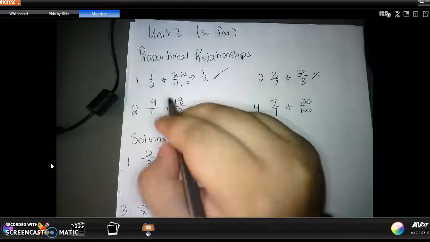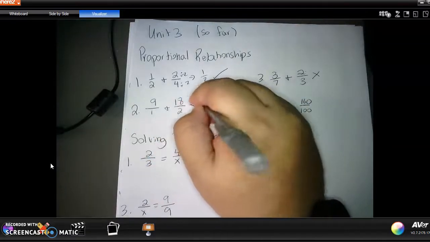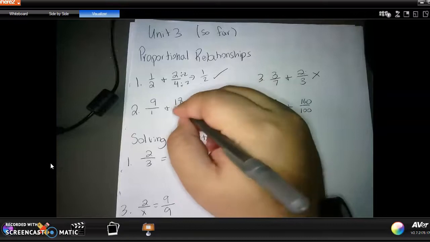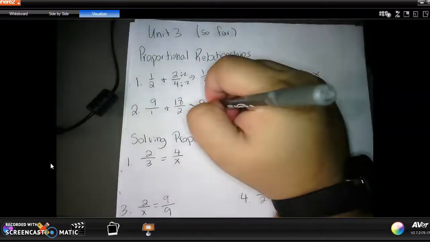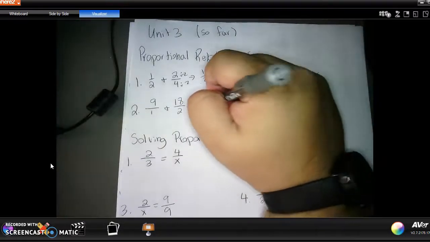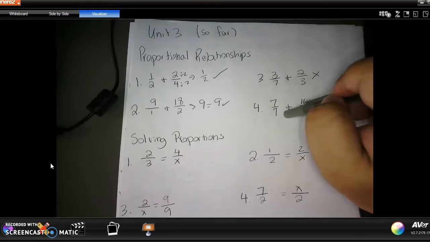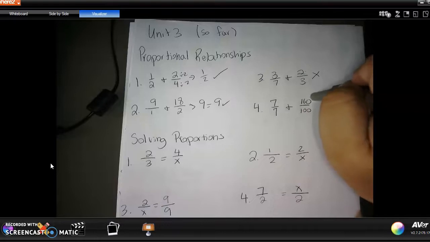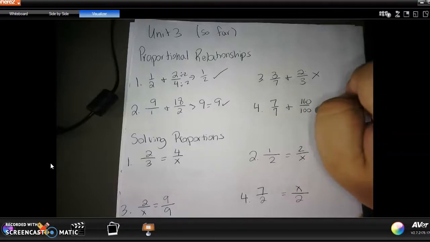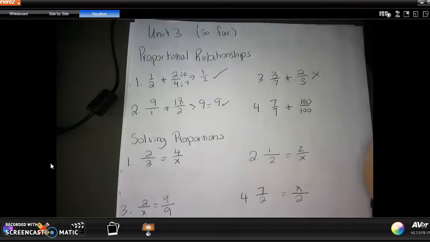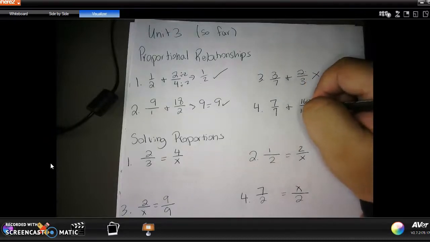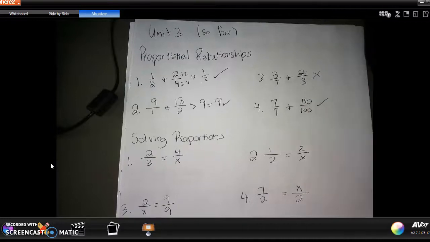So if we do 9 over 1, we know we're going to get 9. So let's do 9 equals 18 over 2. Half of 18 is 9, so we get 9. Okay, these are proportional. 7 over 7, well, we know if the number on top and the number on bottom are the same, you get a whole number, so you get 1. Well, this is 100 and this is 100. Those numbers are the same. 7 and 7 are the same number, so 7 over 7 is going to go to 1, and 100 over 100 is also going to go to 1. So these are both proportional.